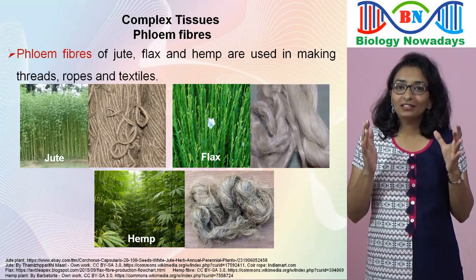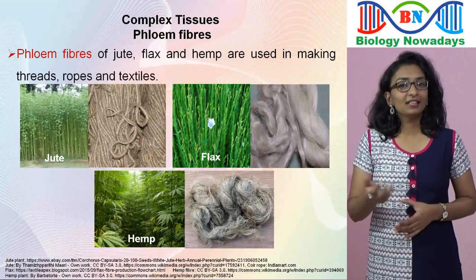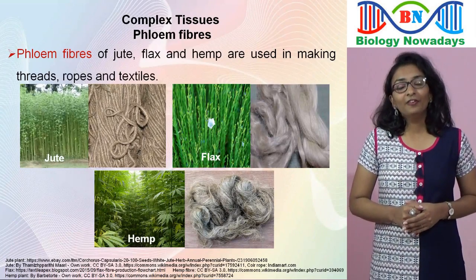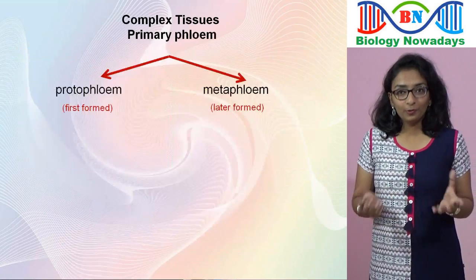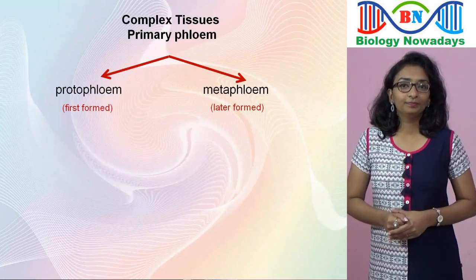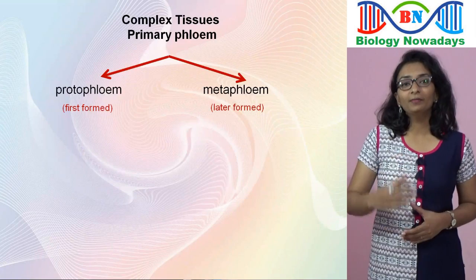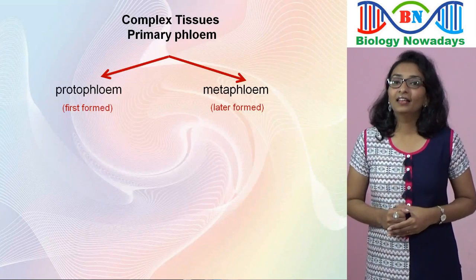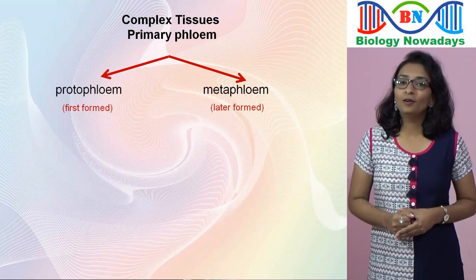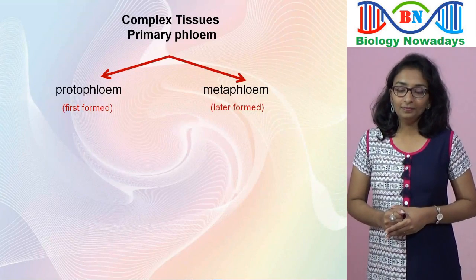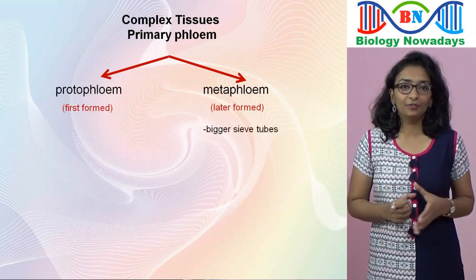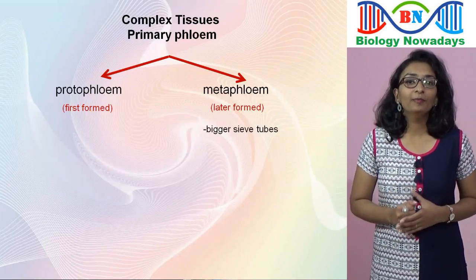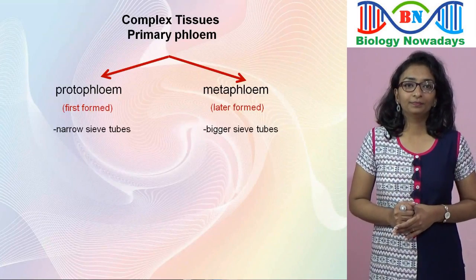Now I hope you got a clear picture of phloem, its components and functions. Finally, let's see what is protophloem and metaphloem. The first formed primary phloem cells are called protophloem, whereas the later formed primary phloem cells are called metaphloem. Metaphloem has bigger sieve tubes, whereas protophloem has narrow sieve tubes.